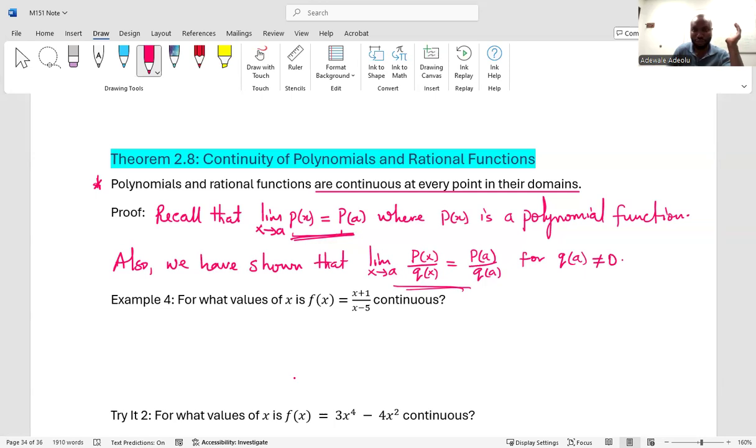That is just to show you that polynomials and rational functions are continuous at every point in their domain. If that point is in the domain, then it will be continuous there. That is all we are saying.